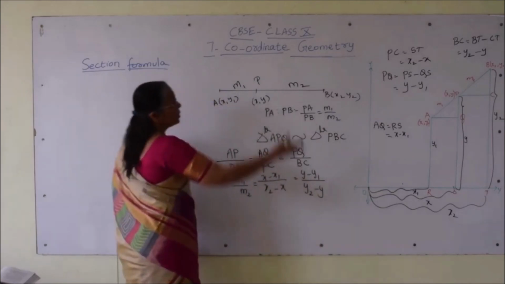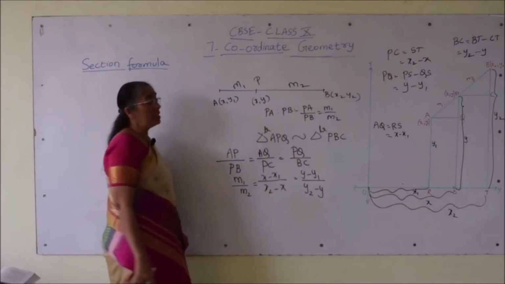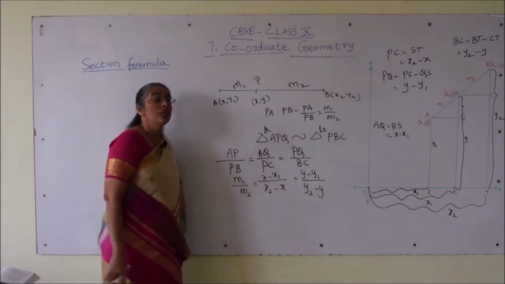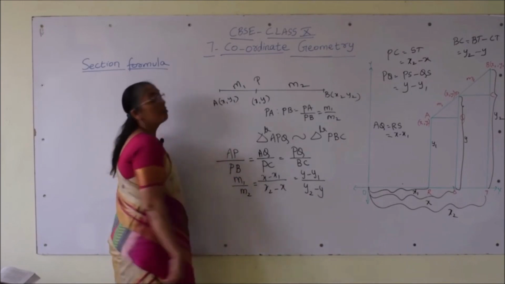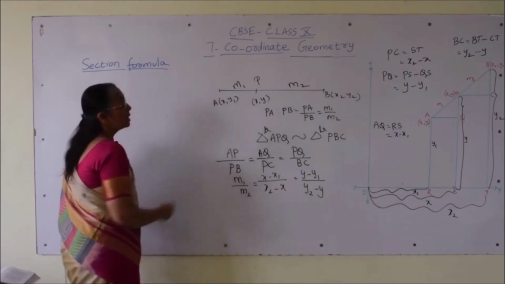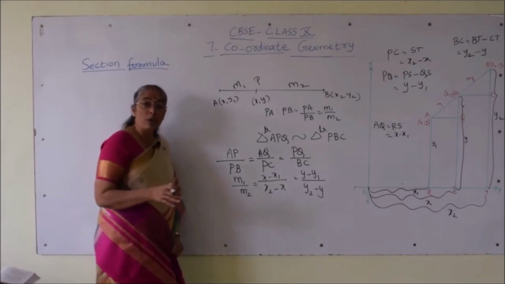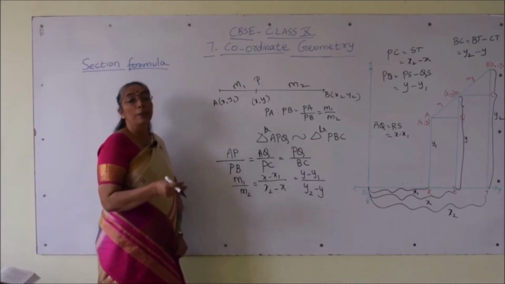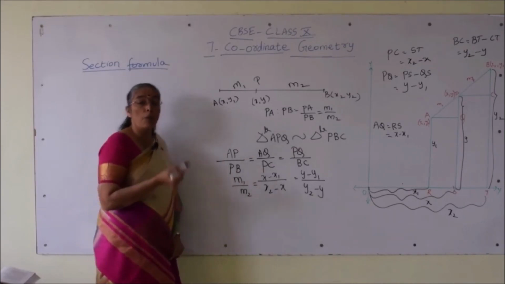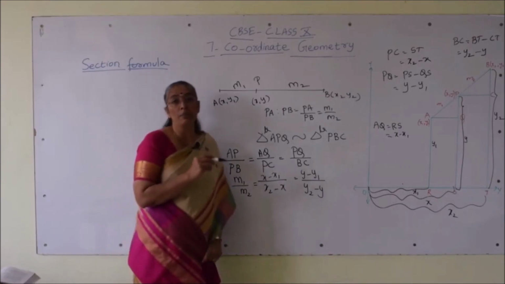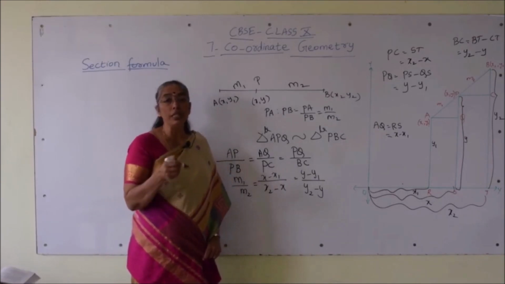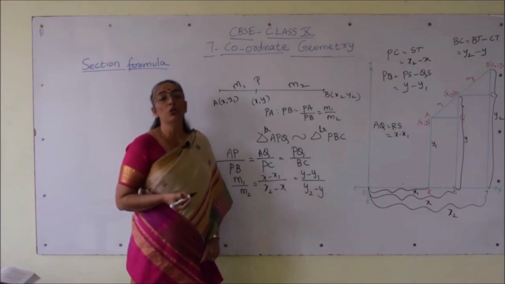So, first we compare the two triangles. The triangles are similar triangles. Now, using similarity ratio, we have written the ratios. Now, our aim is to find out the coordinates of the point P, which divides the two points A and B, (x1, y1) and (x2, y2), in the ratio m1 is to m2.